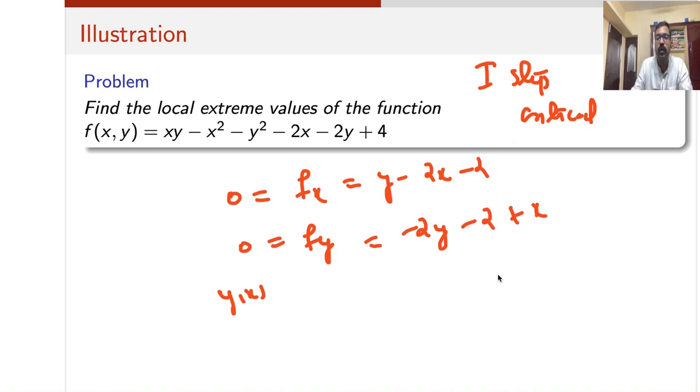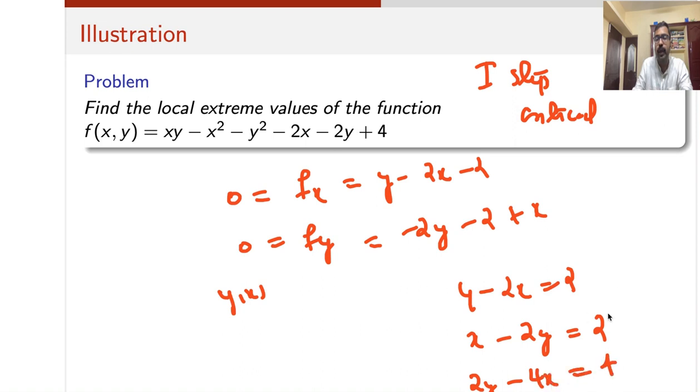Now equate both of them to 0, so you will get y minus 2x is equal to 2, and x minus 2y is equal to 2. Now you solve these two equations. If I multiply the first by 2, it is 2y minus 4x is equal to 4. When you add them, you get minus 3x is equal to 6, so x is equal to minus 2. And what will be your y? When x is equal to minus 2, you get y plus 4 is equal to 2, so y is also equal to minus 2. Please correct me if I am wrong.